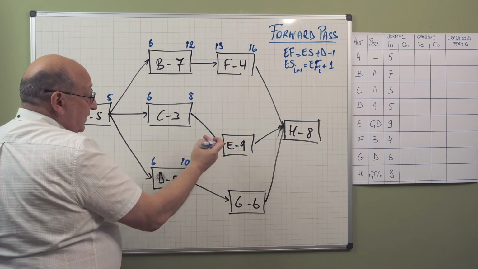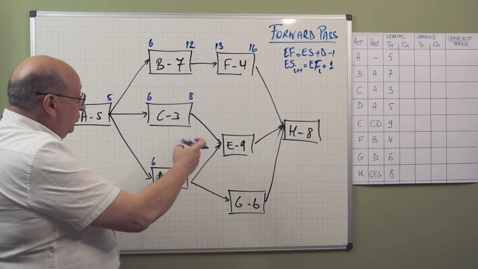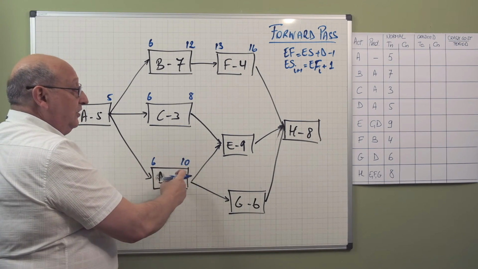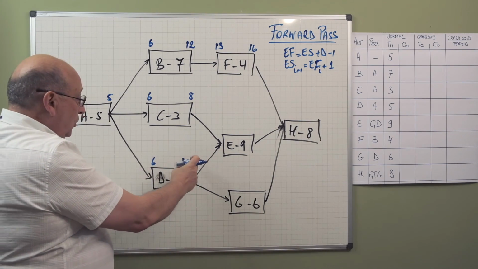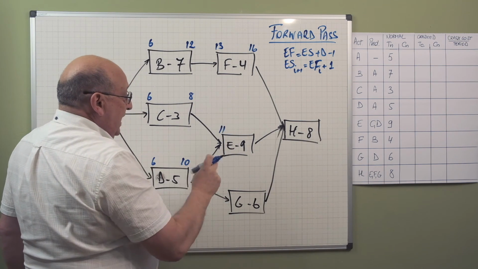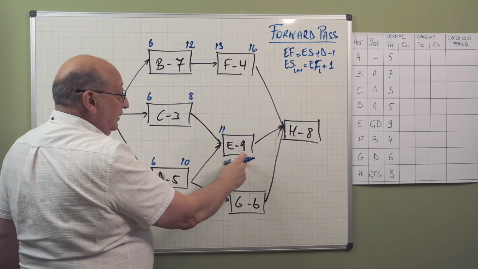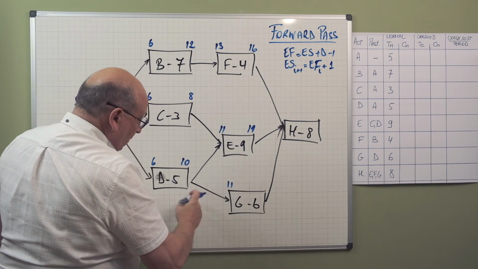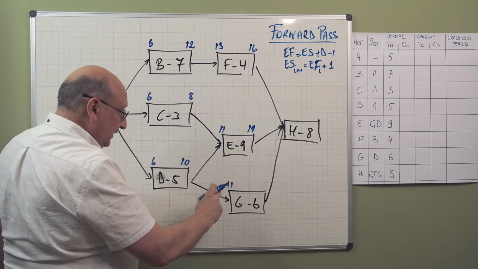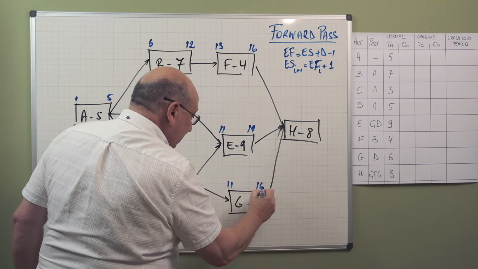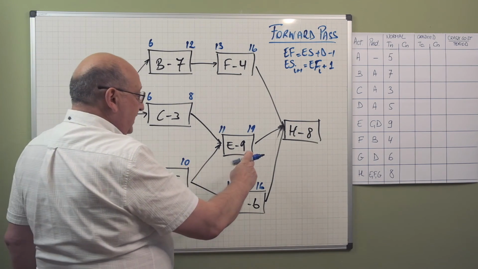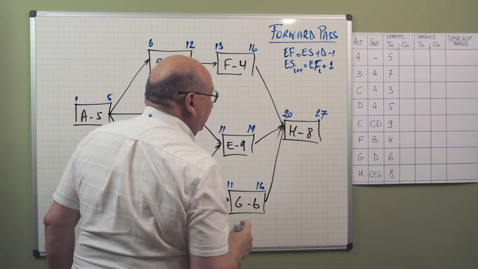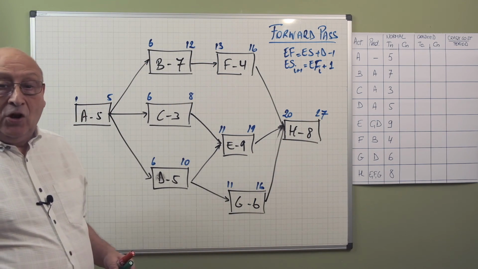And now I have E. E has two predecessors, C and D, and then we have to take the highest early finish time. So 10 plus 1 is 11. Then we have 11 plus 9 minus 1 is 19. And here we also have 11 because there is only one predecessor. 11 plus 6 minus 1 is 16. And we have here basically 20, and we find 27 as end time for the project.